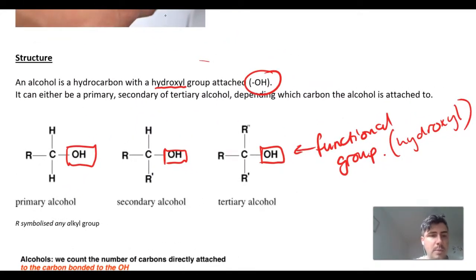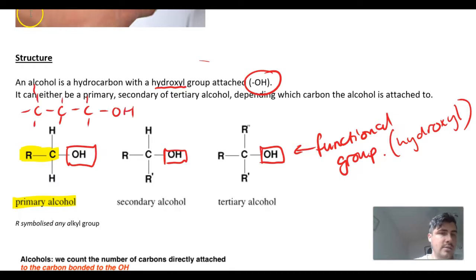For example, with a primary alcohol, these are the main ones we'll look at to start with, it's just attached straight to the carbon chain. And you can see R here. R is any alkyl group, so alkyl being an alkane group. So this could be, say, 3 carbons long, and then just OH on the end. So that's your primary alcohol.